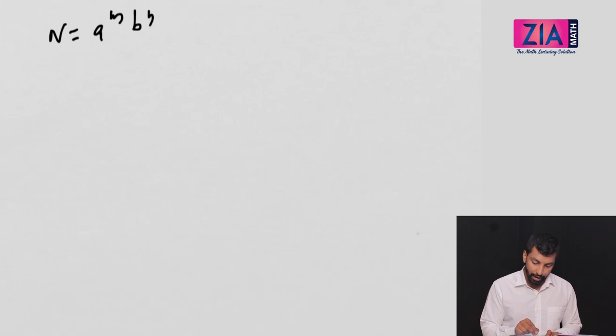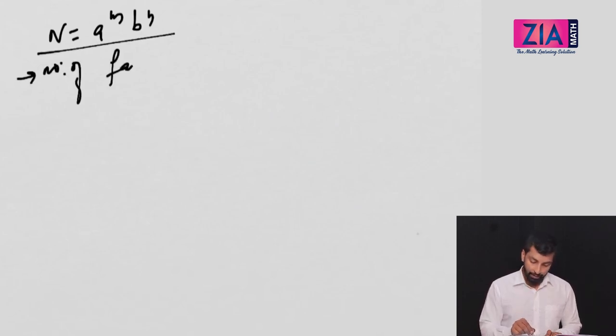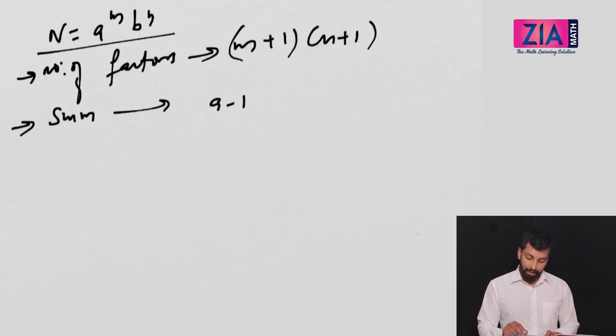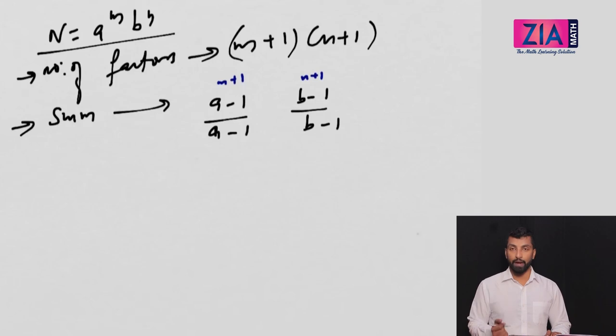So what all things have we discussed? If a number can be represented as a raised to m, b raised to n, first we started off with the number of factors. I hope all of you understood this, right? (m plus 1) into (n plus 1). Then if you can find the number of factors, you can obviously find the sum of factors. And what is the formula? (a to the power m plus 1 minus 1) by (a minus 1), into (b to the power n plus 1 minus 1) by (b minus 1). Everything depends on the number of factors formula, (m plus 1) into (n plus 1).